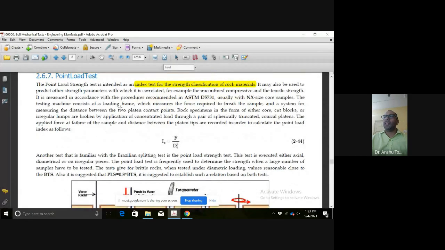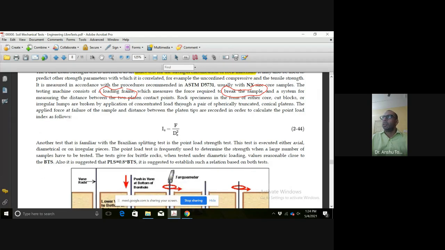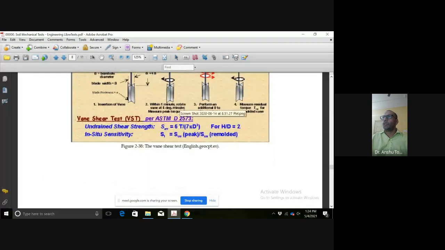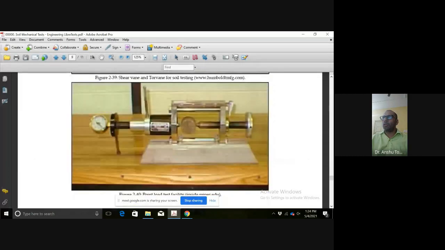The testing machine consists of a loading frame which measures the force required to break the sample, and a system of measuring the distance between two platen contact points. So this we have done earlier also.